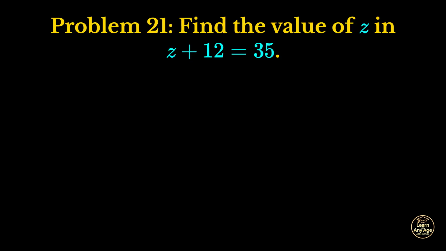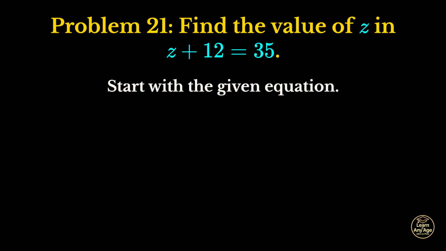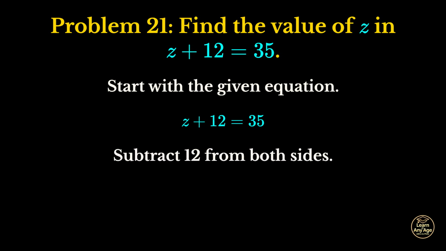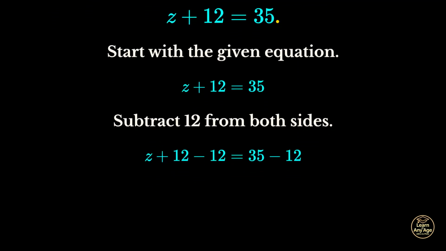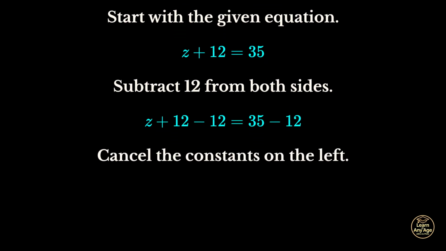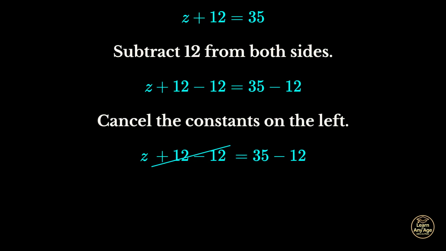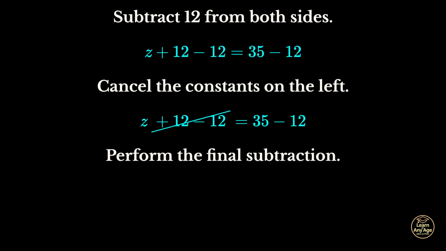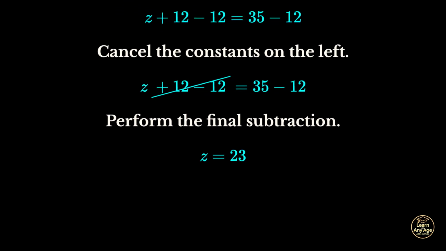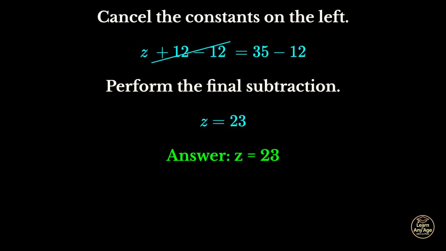Problem 21. Find the value of z in z plus 12 equals 35. Start with the given equation. Z plus 12 equals 35. Subtract 12 from both sides. Z plus 12 minus 12 equals 35 minus 12. Cancel the constants on the left. Perform the final subtraction. Z equals 23. Answer: z equals 23.